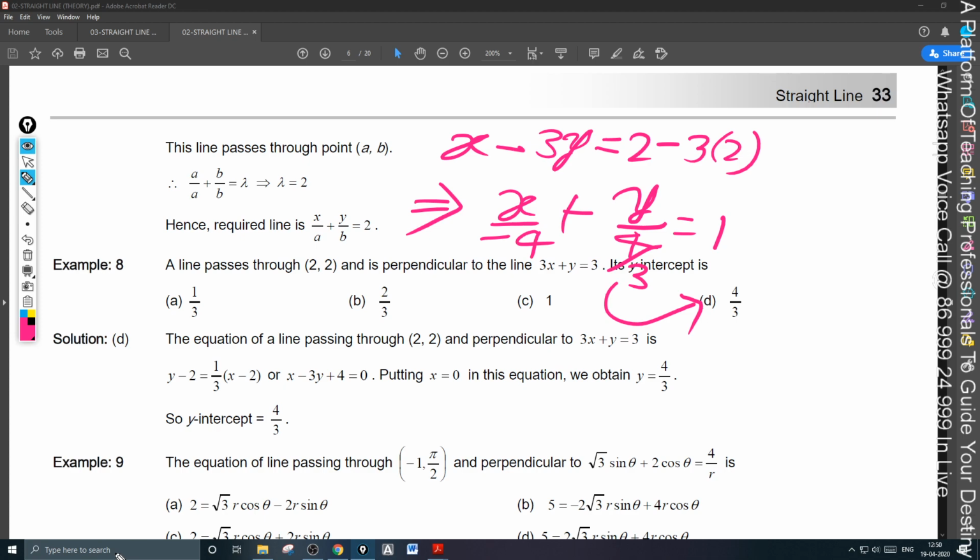Simple questions we are working, simple questions to make the concepts thorough first. After that we will go for the higher level questions. Okay. Next.